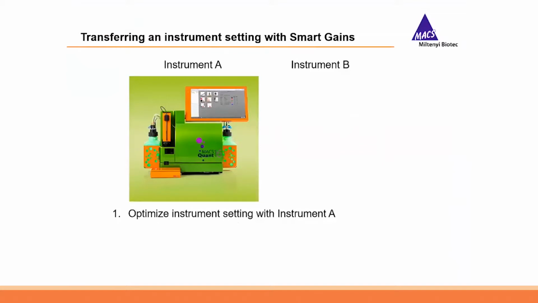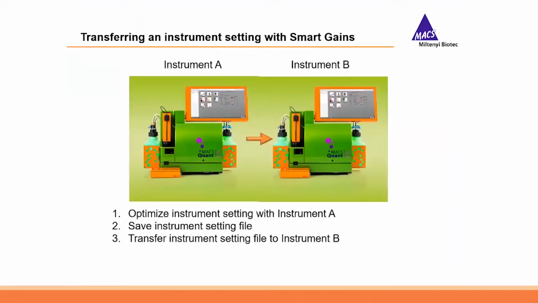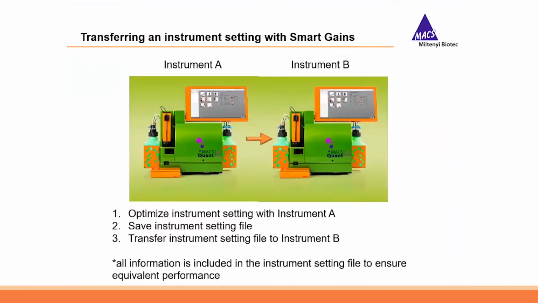So let's take the example of instrument A as our master device. We optimize our instrument settings there. The next step is to save that instrument setting file. And the third piece is simply transferring that instrument setting file to the next instrument or instruments. All of the key information that's required for this calibration process in Smart Gains is inside that instrument setting file. So from a user perspective, all you have to do is save the data from one device, load it onto the second device, and continue on with your assay.